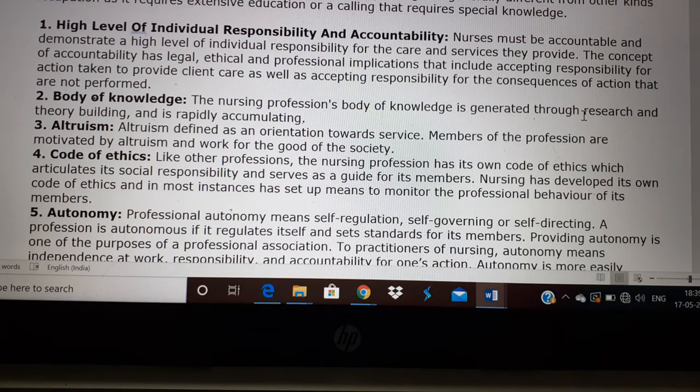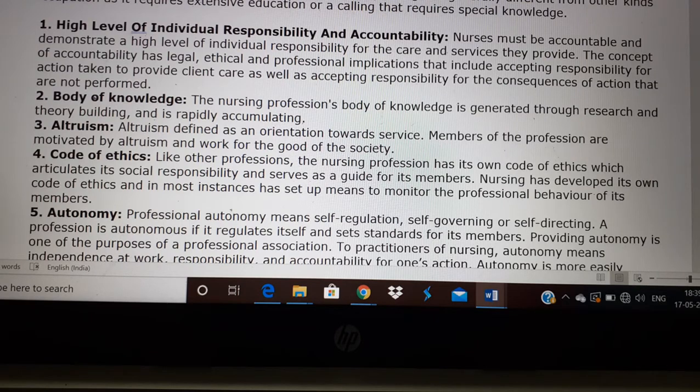Then the body of knowledge. What is body of knowledge? Body of knowledge is nothing but the various knowledge things that the nurse needs to know. How can knowledge be acquired? Knowledge can be acquired by reading books, by undergoing a course, and it is also acquired by doing research. Okay, so the nursing profession does a lot of research, and through this research the body of knowledge increases, and every nurse has to have this body of knowledge. So they have to study, they have to understand, and then they have to practice the nursing profession.